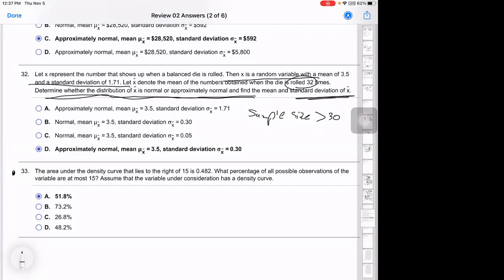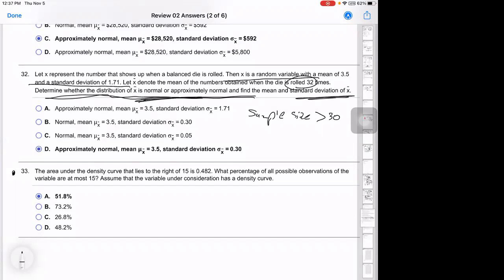In any case, if they haven't mentioned anything about the population, which means the population is not normally distributed, but your sample size is large enough, meaning greater than 30, then you can say X bar is approximately normal. Not just normal, approximately normal.